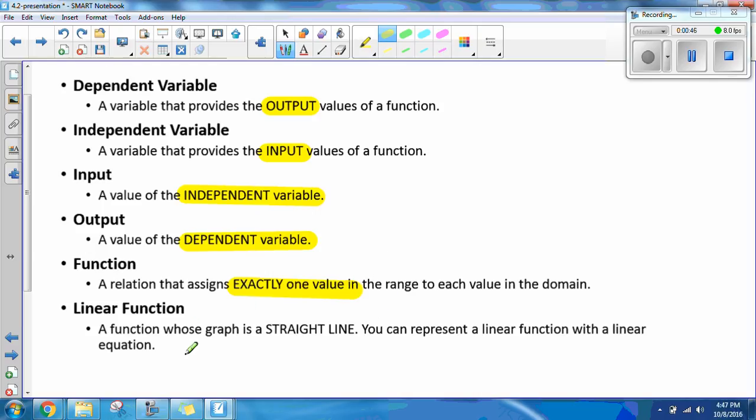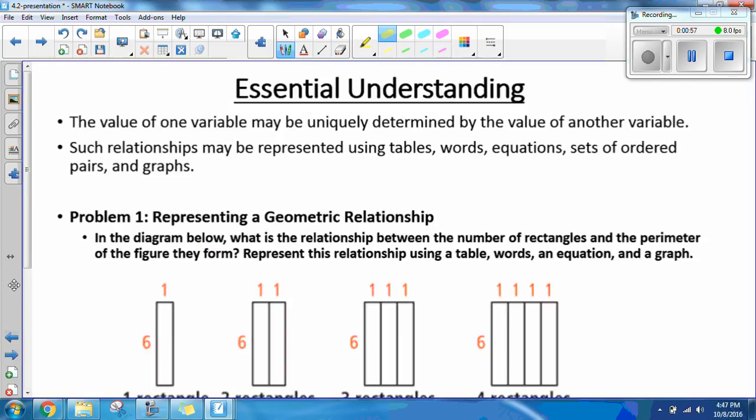A linear function is a function whose graph is a straight line. You can represent a linear function with a linear equation. The value of one variable may be uniquely determined by the value of another variable. Such relationships may be represented using tables, words, equations, sets of ordered pairs, and graphs.